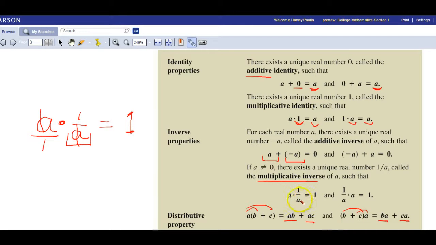Now, one that they're not showing at this point is, what's the opposite of doing this? The opposite of the distributive property is to take the A out of each of these terms. We call that factoring. And we'll be doing that later too. The reverse of the distributive property is to factor, and you factor out the common A.